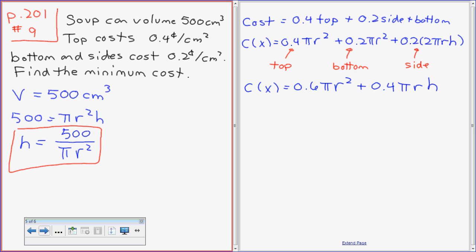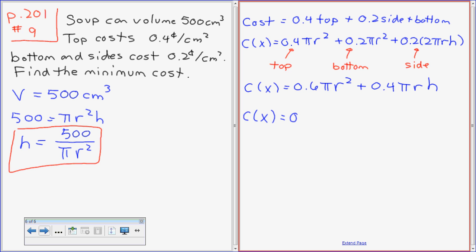Can someone else sub it in for me, please? Somebody new, be brave, please. Yes, Brendan, go. Sub in that equation for h, 500 over pi r squared. Yeah, good. I'm going to close that door.